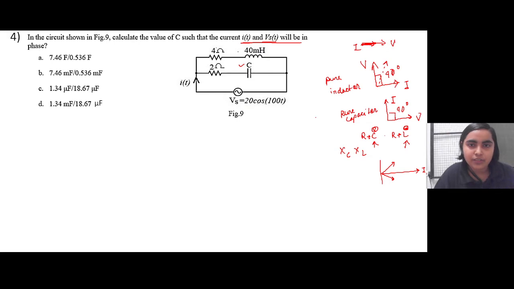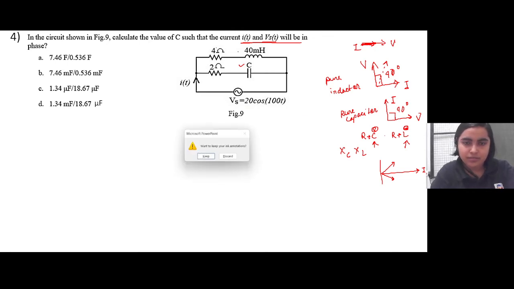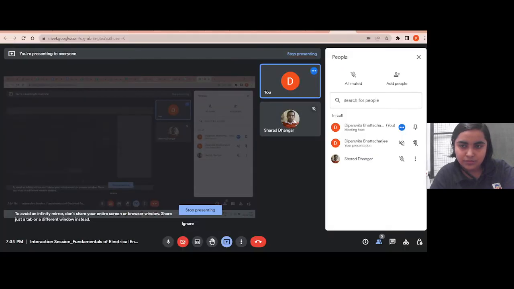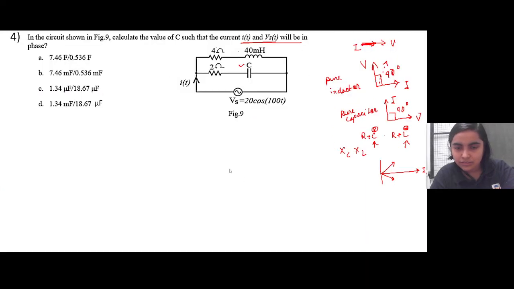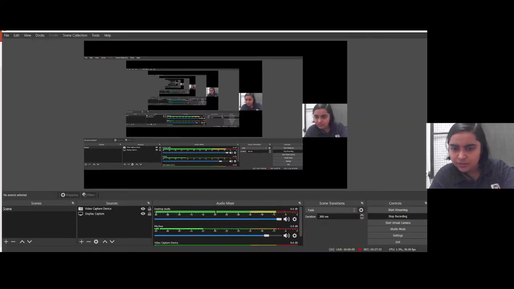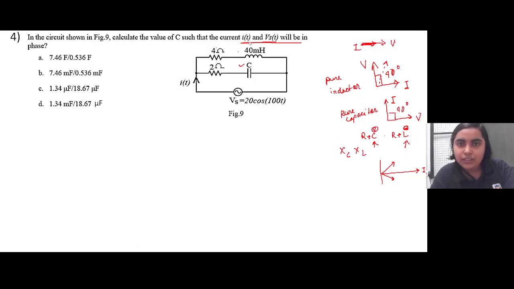You have talked about this in the lectures, I'm guessing. Could you comment? Sharad, do you remember? Under what condition the current and the voltage in an RLC circuit, which has both R, L and C components, are in phase with each other?